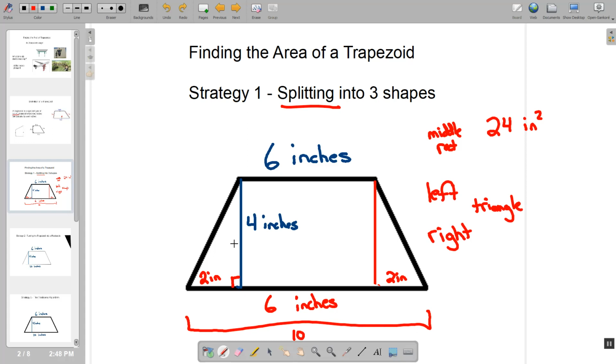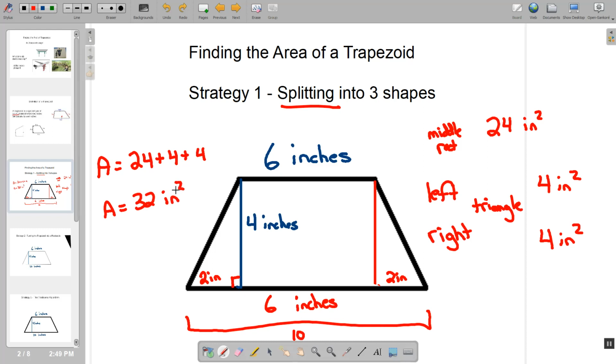So finding the area of each triangle on the outsides. So 2 times 4 is 8, but a triangle is half of a rectangle, making this 4 square inches. And this one over here, same thing. 2 times 4 is 8 divided by 2 gives us 4 square inches again. Giving us our total area of 24 plus 4 plus 4, which is 32 square inches. So that is strategy 1, splitting into 3 separate shapes.